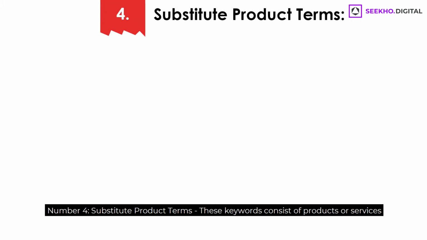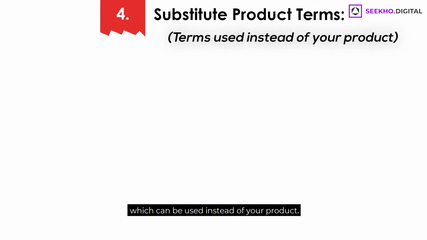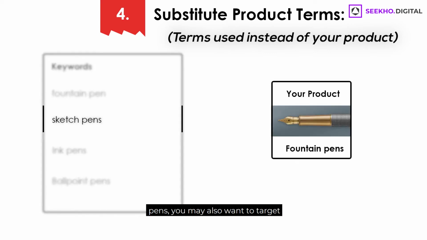Number 4. Substitute product terms. These keywords consist of products or services which can be used instead of your product. For example, if you deal in fountain pens, you may also want to target keywords with sketch pens.